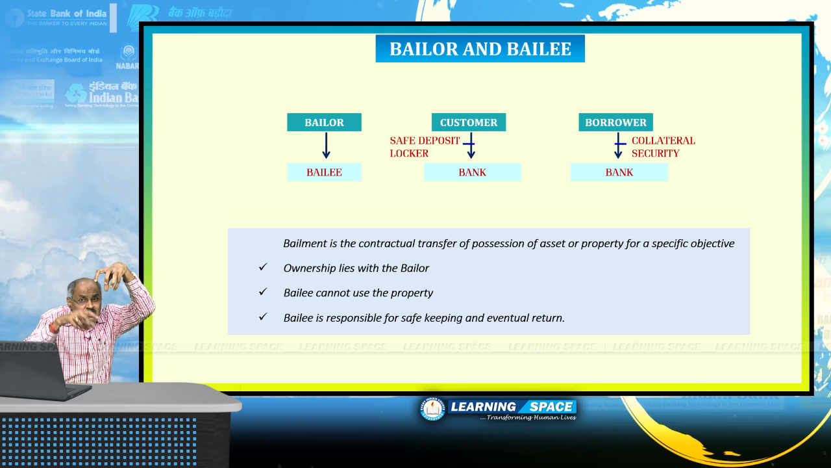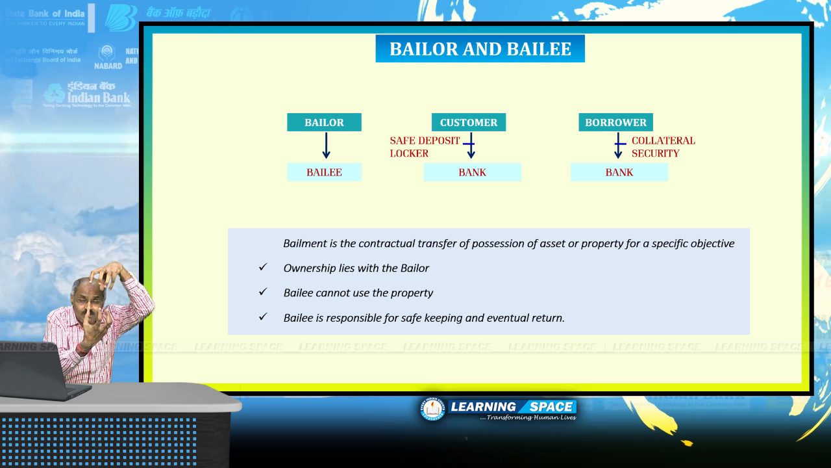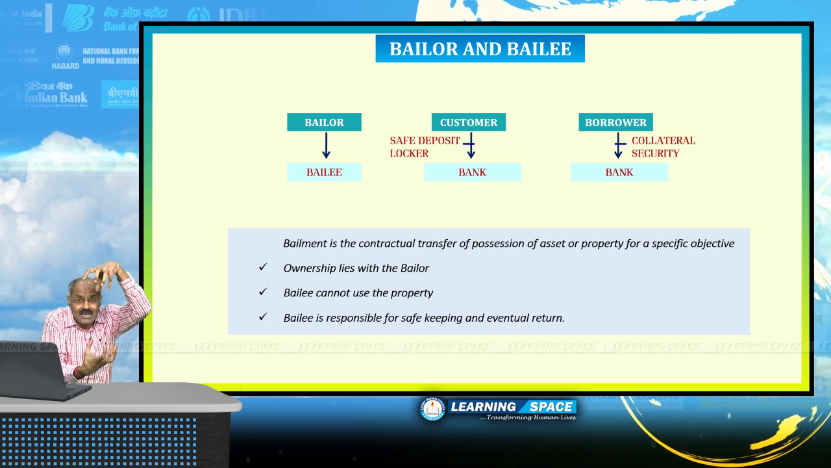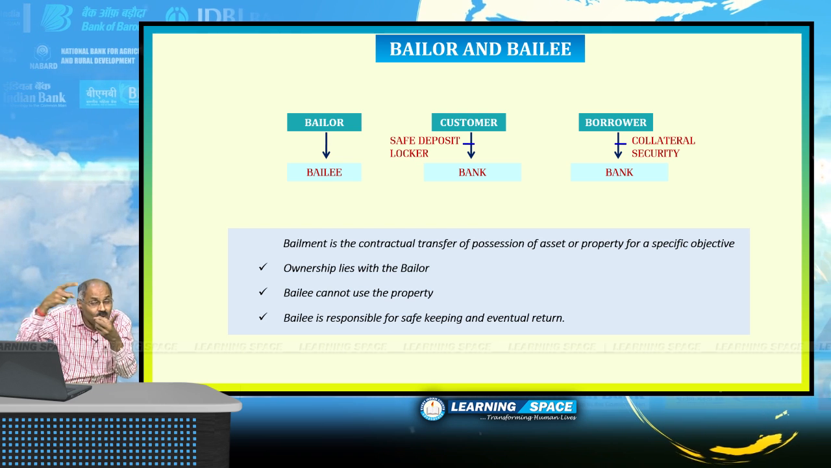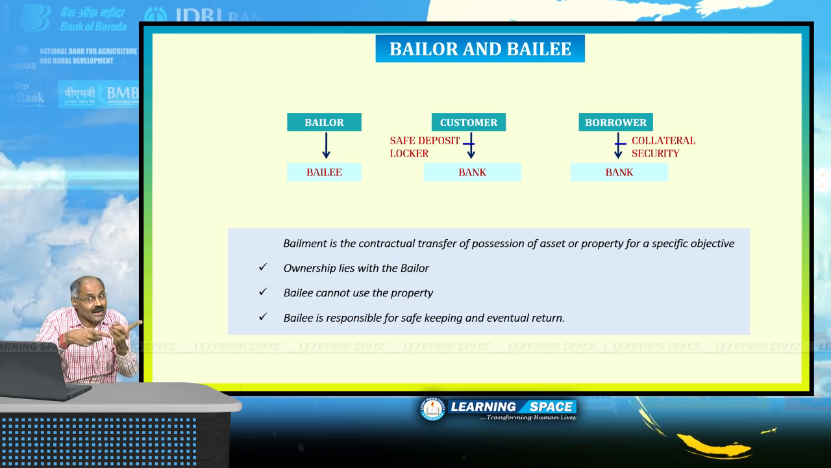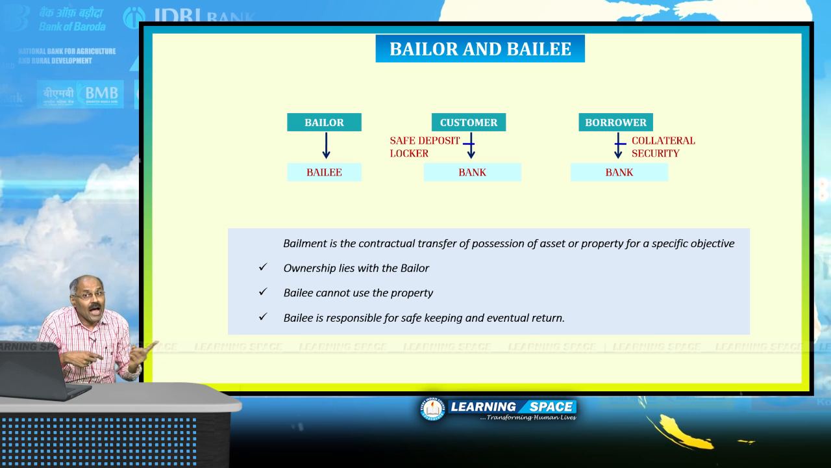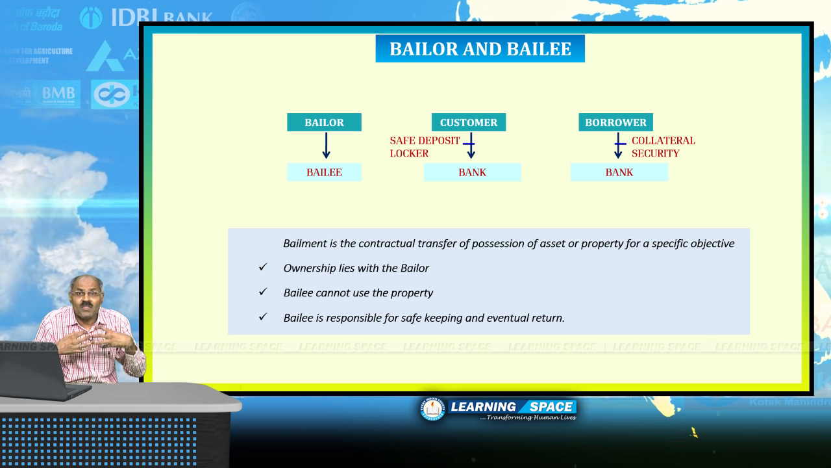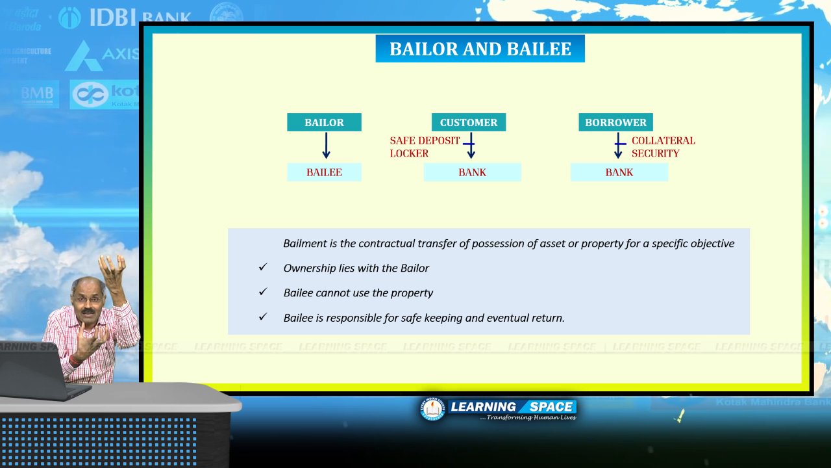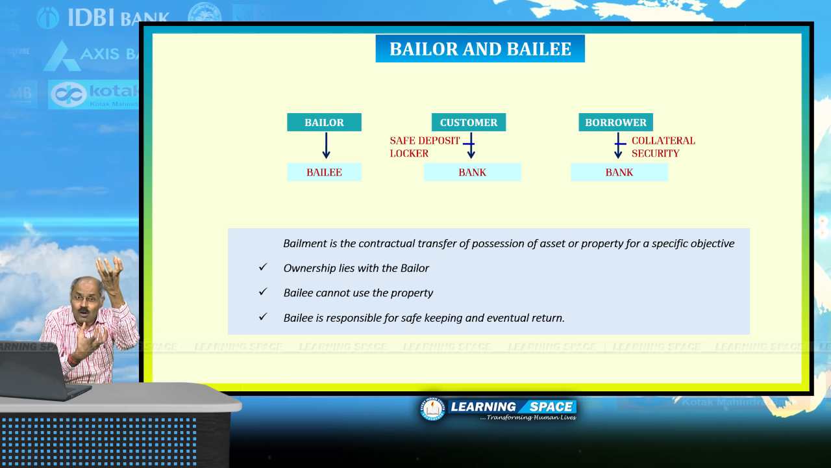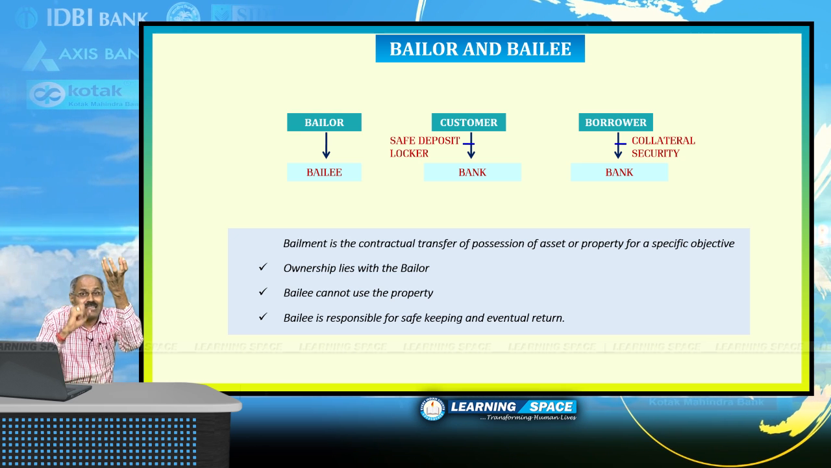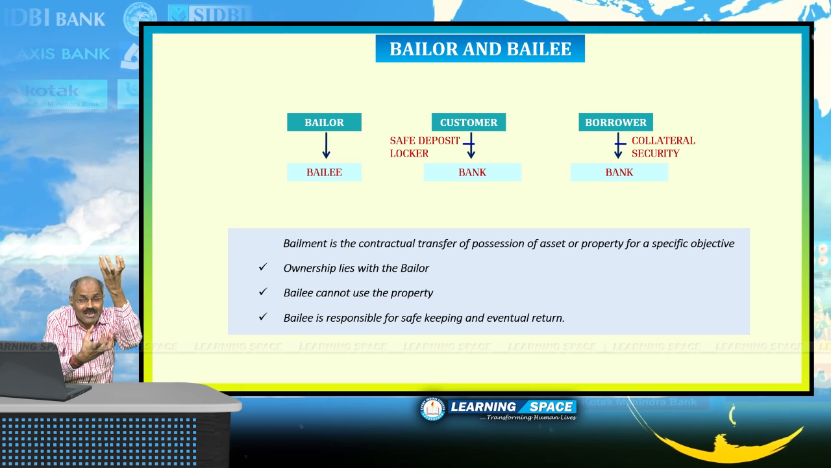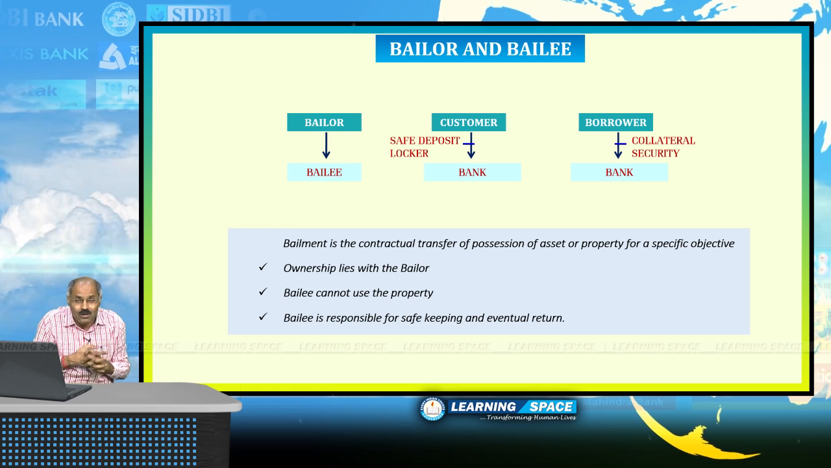So, if some customer is taking a safe deposit locker, then the customer is the bailor, the bank will be bailee. And as collateral security, if I am giving my share certificates to the bank, then I am the bailor, the bank will be bailee. If I am giving some document to the bank as collateral security, then the customer is the bailor, the bank will be the bailee, and the bailor-bailee relation, please look into it.